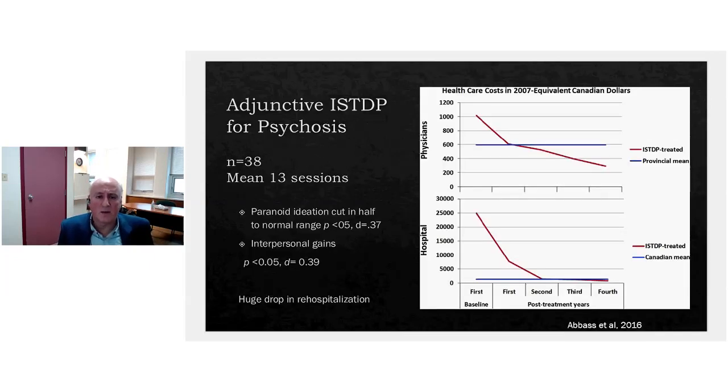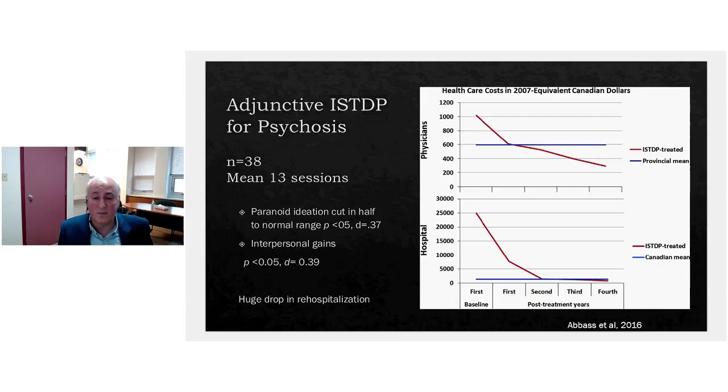Now, when you use this model, adding it on to patients with psychotic disorders, and a lot of these were referred in collaboration with Lily Kapala back in the early 2000s. Here's what we found. First, that they had 13 sessions average. Paranoid ideation was cut in half to the normal range. This is self-report paranoid ideation on the brief symptom inventory. Interpersonal gains, with a modest effect, were significantly improved.